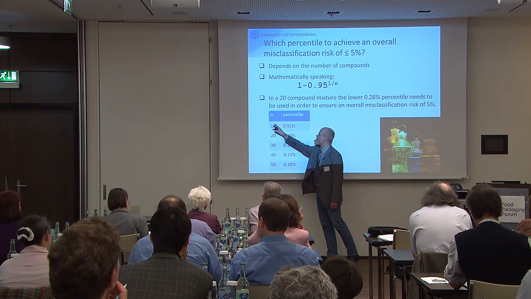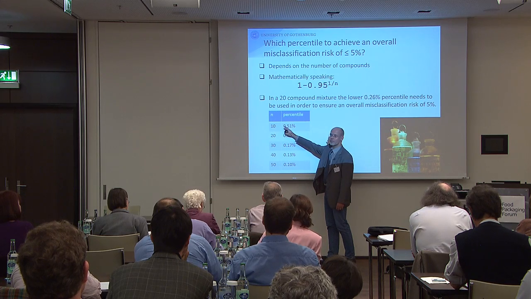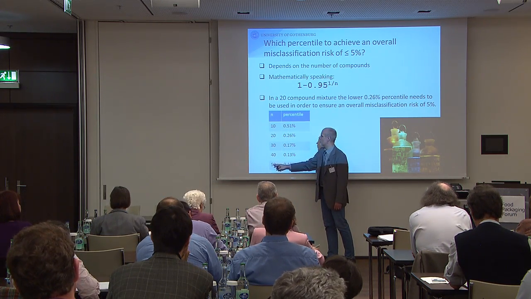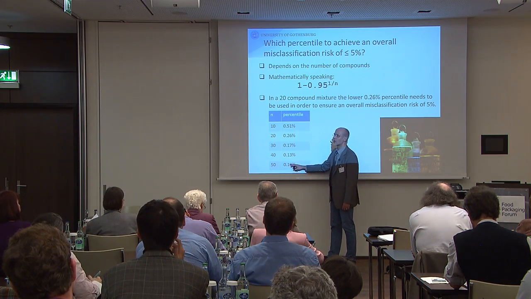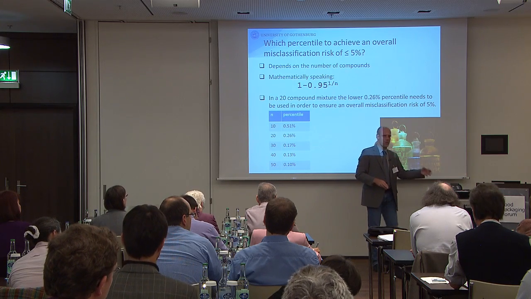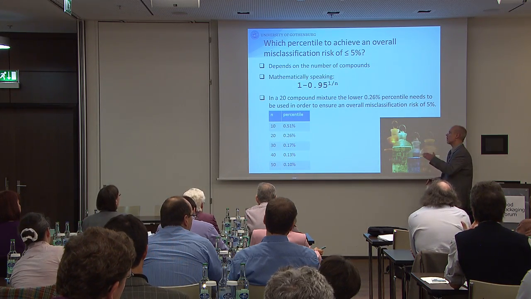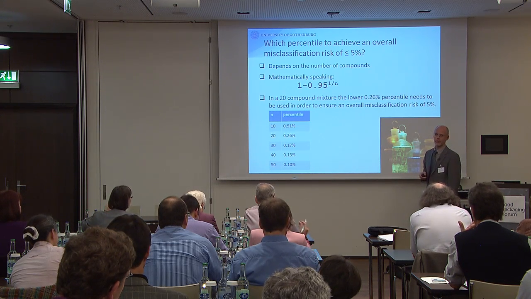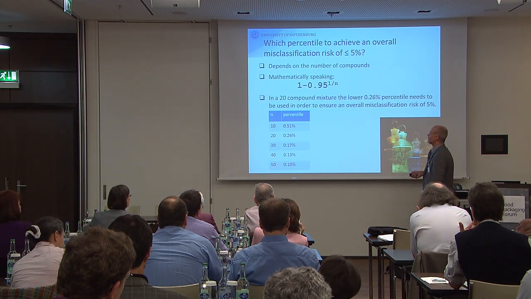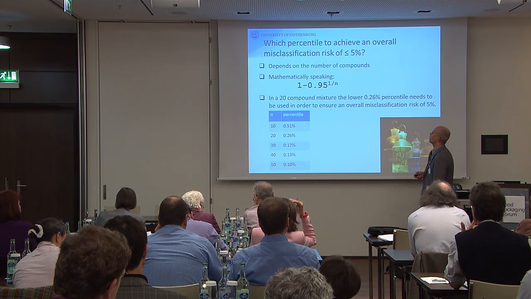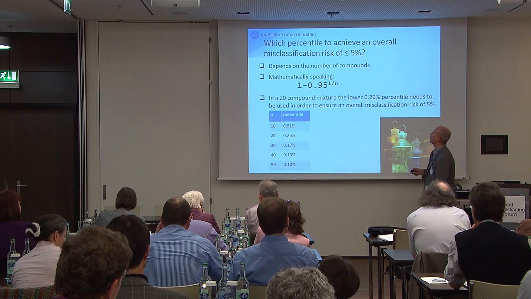You see, if we have 10 compounds we are going from 5% to 0.5%. If we have a 50-compound mixture, we go to 0.1%. So you simply have to divide the percentile by the number of compounds in your mixture, then you end up again with the overall risk of misclassification of 5%. So that's what you need to do in order to account for several compounds being there at the same time when you are going for the 5% percentile.